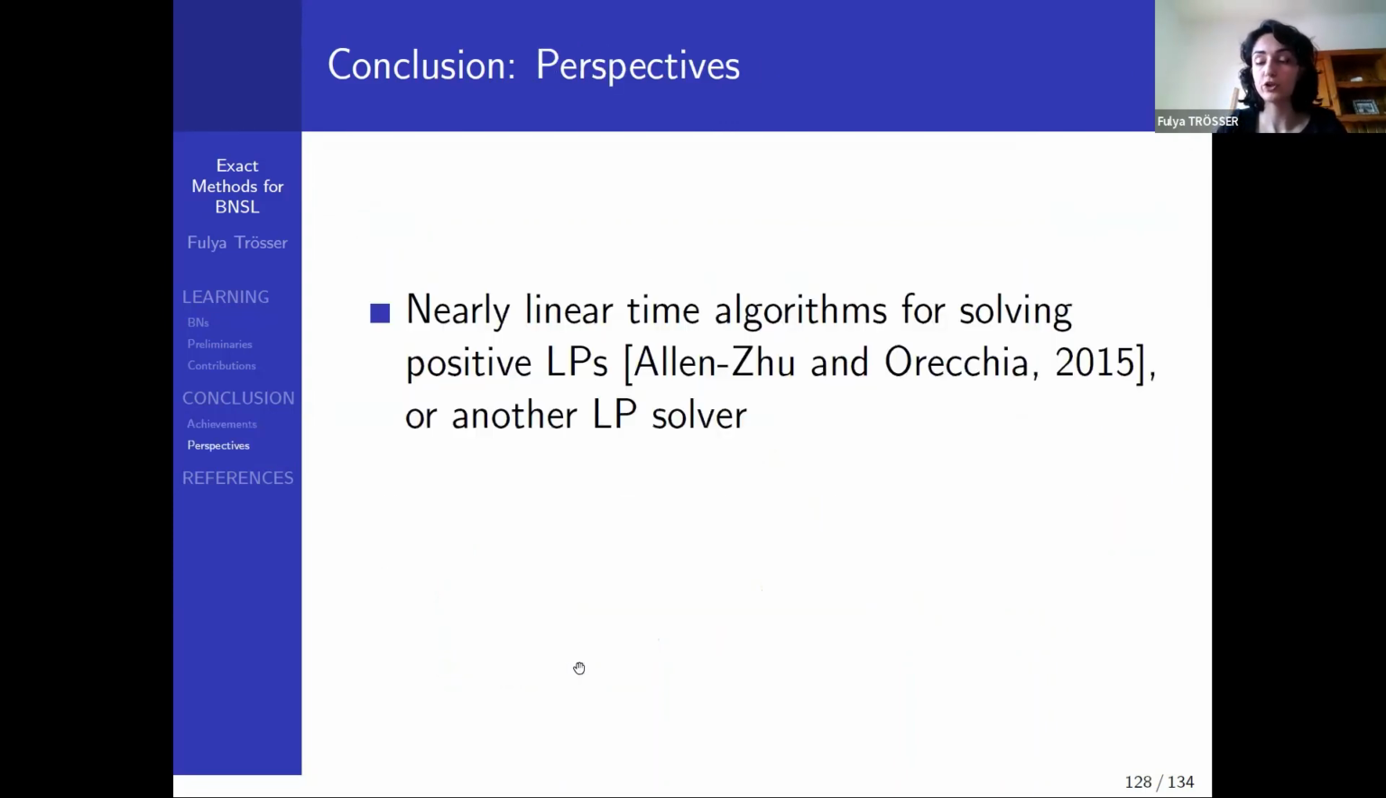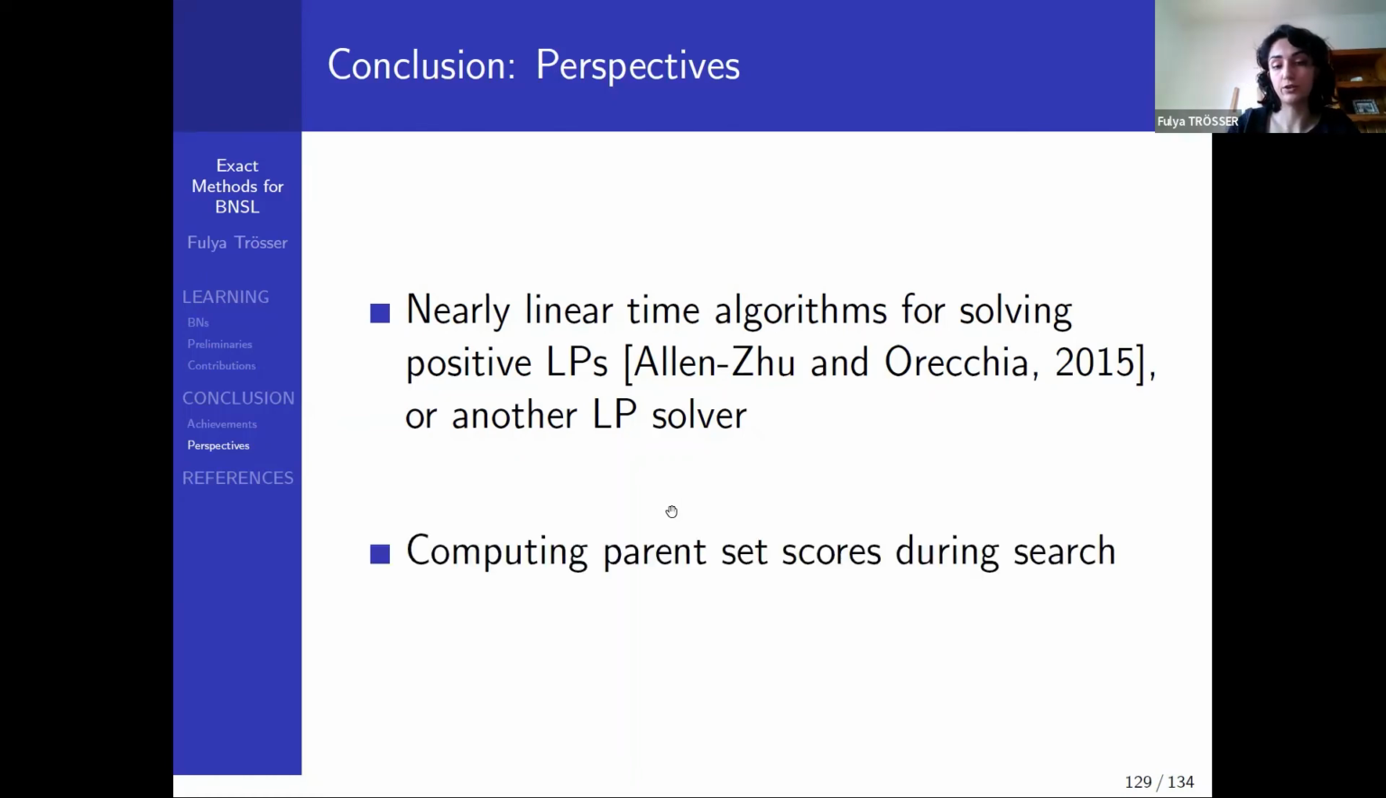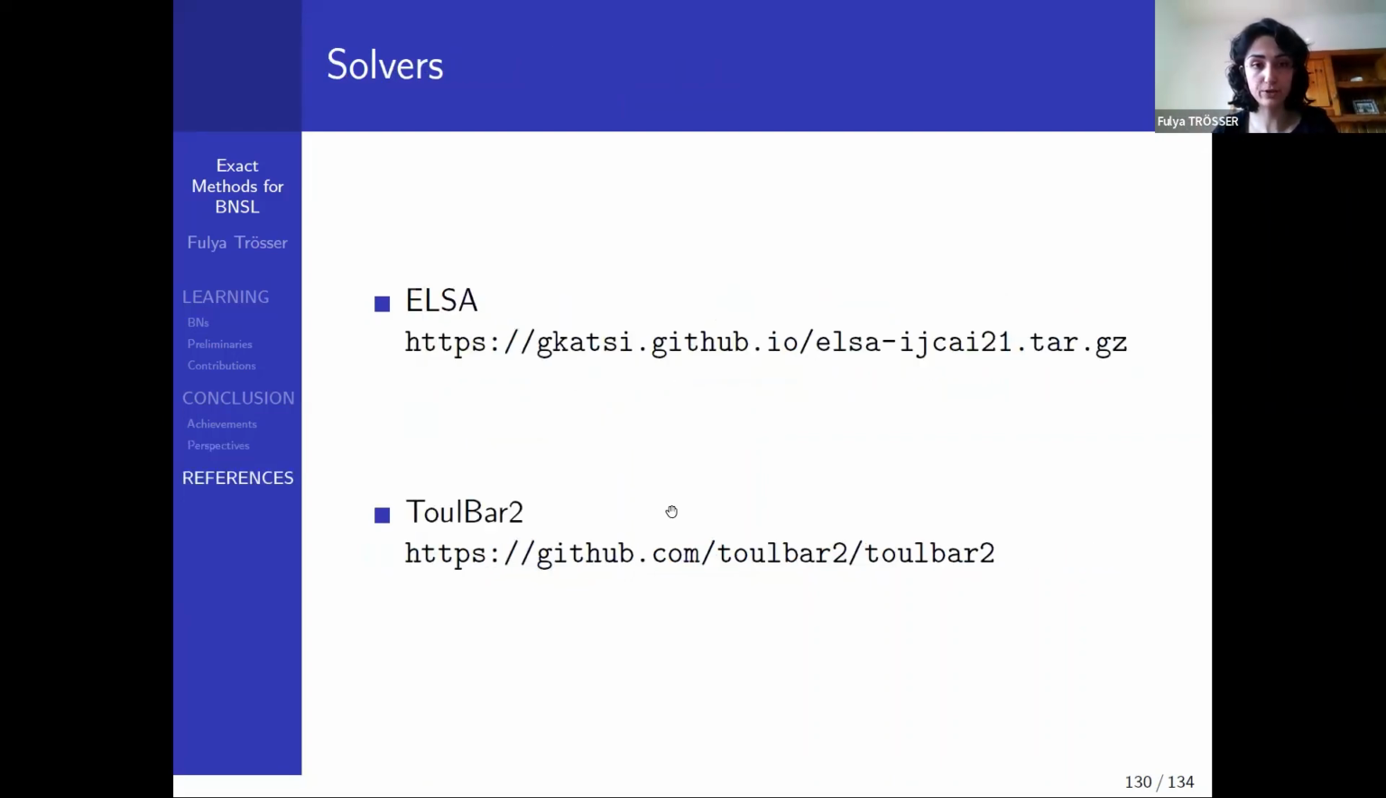As future work, one possible direction could be to consider using a dedicated LP solver for the LP relaxation we use in our BNSL lower bound algorithm, for example, the existing nearly linear time algorithms for solving positive LPs. We might also consider computing parent set scores during the search, which would increase the solving times, but it could potentially decrease the overall time needed to generate the scores for a particular data set and solve it to optimality. So that was all.